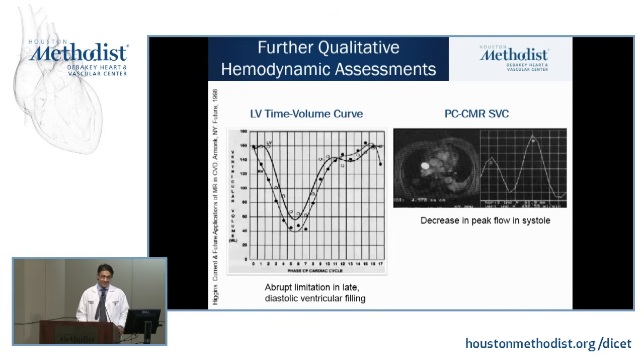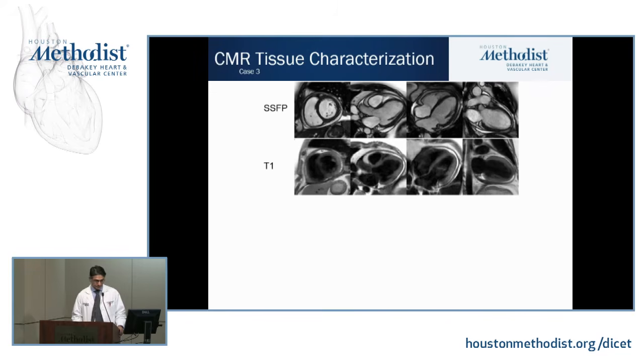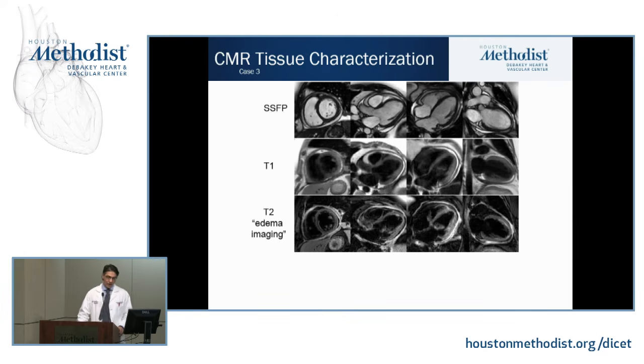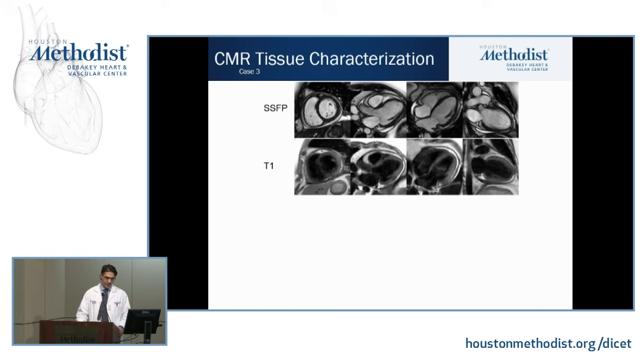I didn't realize this, but we can go even further. We have the ability to do LV time volume curves, and if you see a square root sign, you can make your diagnosis of constriction there. And furthermore, if you look at flows in the SVC, you can see less flow in systole, more flow in diastole. All right, so I hope I've shown you a little bit of tissue characterization with CMR.